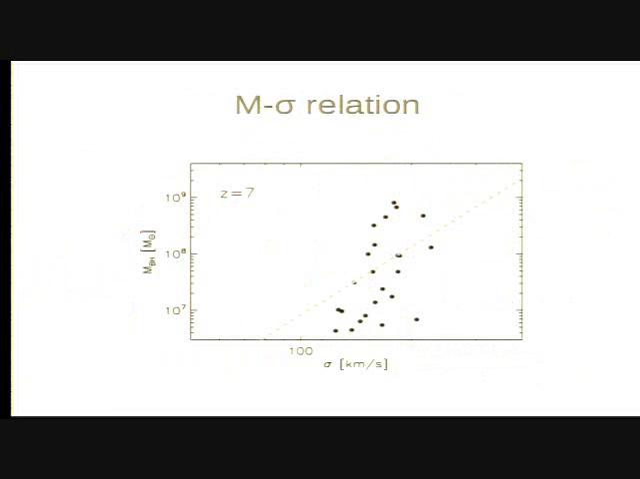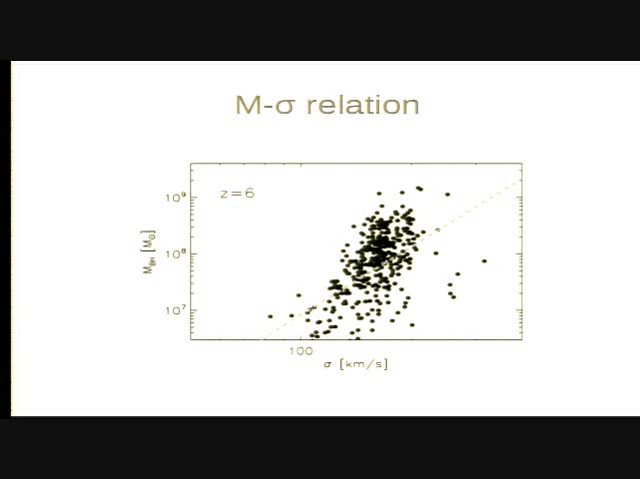Okay, so sort of shifting gears, we also have the Msigma relation from this simulation. And I've looked at that across several different redshifts. So here's actually redshift 7, which is about as high as you can go and still have any significant number of objects. So you can see it's much, much steeper than the local relation, which is the dashed line there.